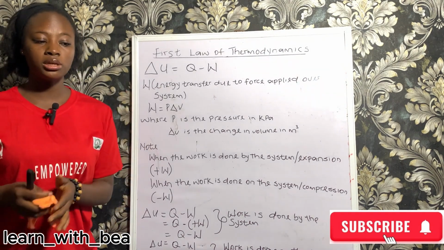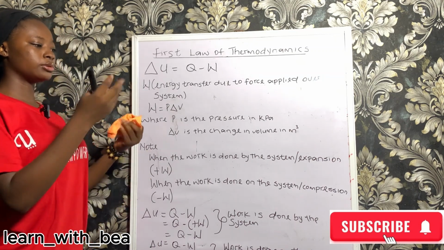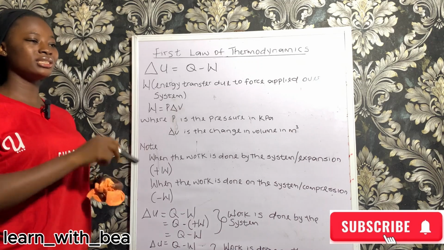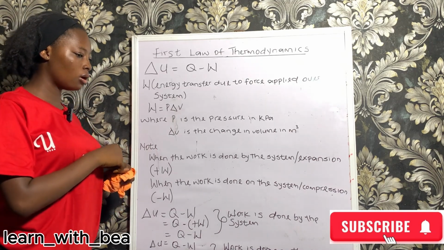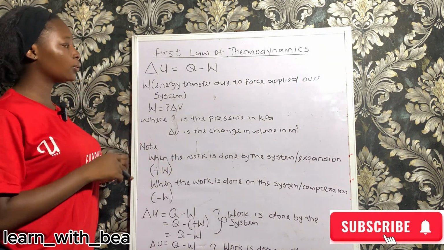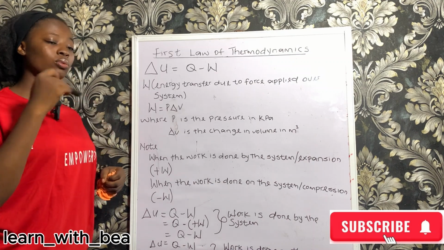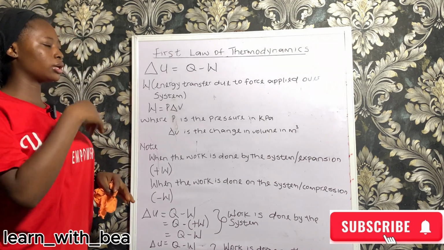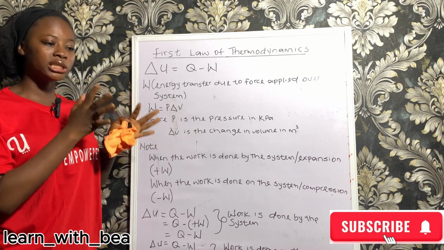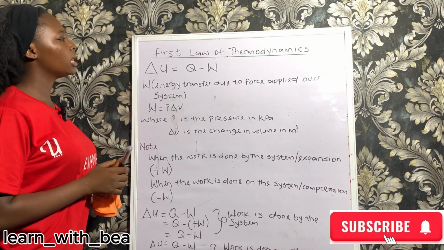So the principles you need to note: when Q is added to the system, or when it absorbs, then our Q is plus Q. When the work is done by the system, causing an expansion, it is also plus W. Then when Q is lost to the surroundings, and when work is done on the system, our Q is minus Q and our W is minus W, which causes a change in the normal mathematical expression. So let's move to the questions.